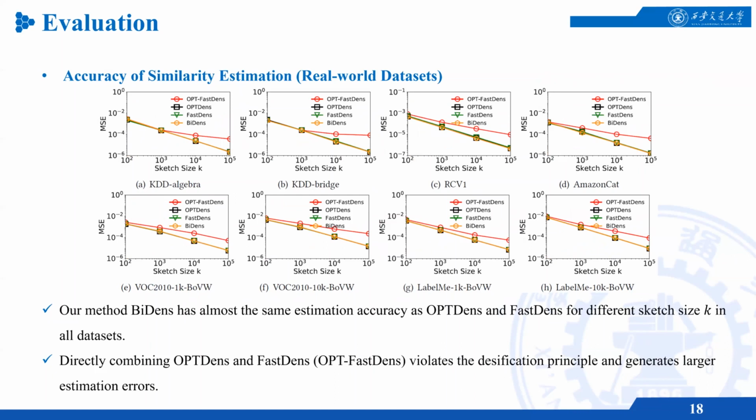For the accuracy of our methods, we use the metric mean square error (MSE) to evaluate the accuracy of all methods in real-world datasets. Our method has almost the same estimation accuracy as OPT dense and fast dense for different sketch sizes in our datasets. Directly combining OPT dense and fast dense violates the densification principle, and thus the combined method generates large estimation errors.